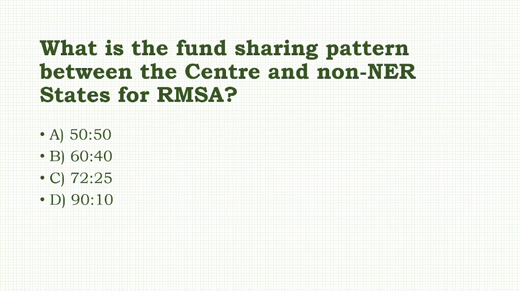Next, what is the fund sharing pattern between the center and non-NER state for RMSA? Option: 50:50, 60:40, 72:25, 90:10. Answer of this question is option C, that is 72:25.